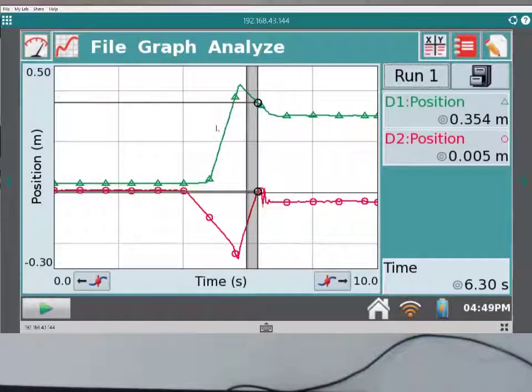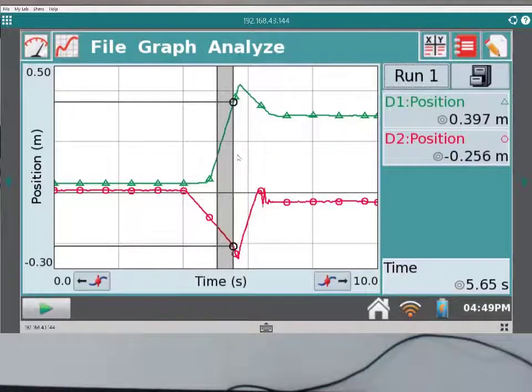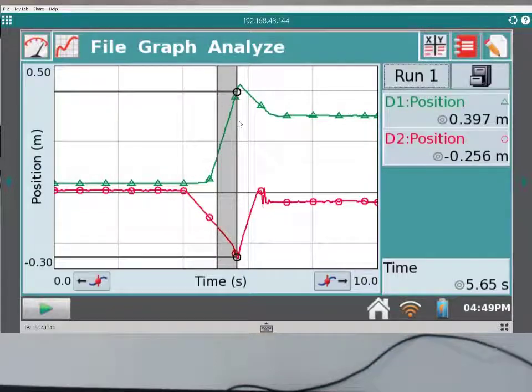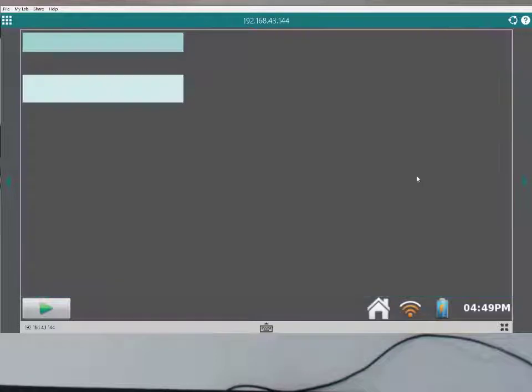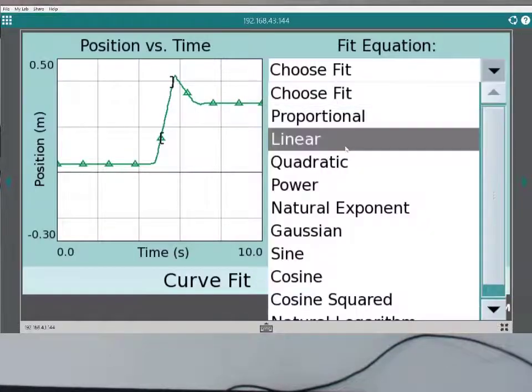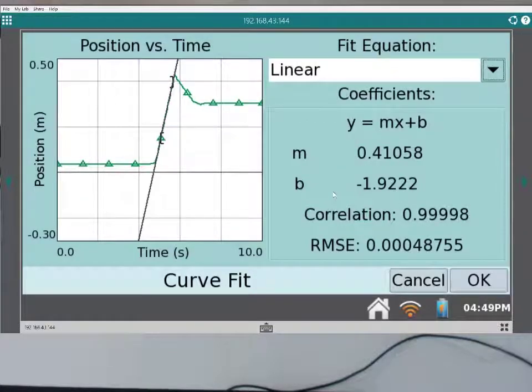All right, so we need to get the initial velocity of our green one. That's what I'm going to do first. Initial velocity for green cart number 1: analyze, curve fit, green, linear, let's go. There's our slope value. Initial positive velocity for green cart is given right there.